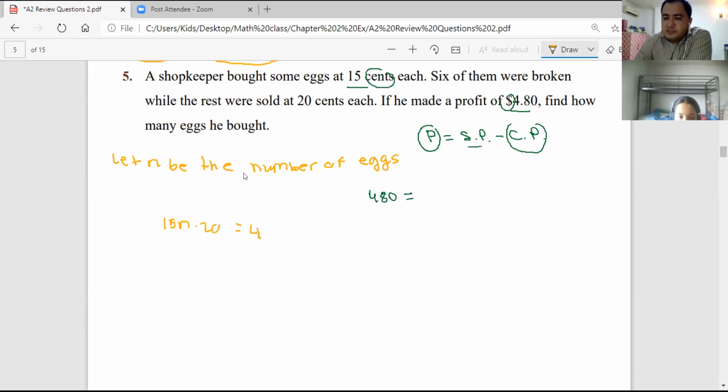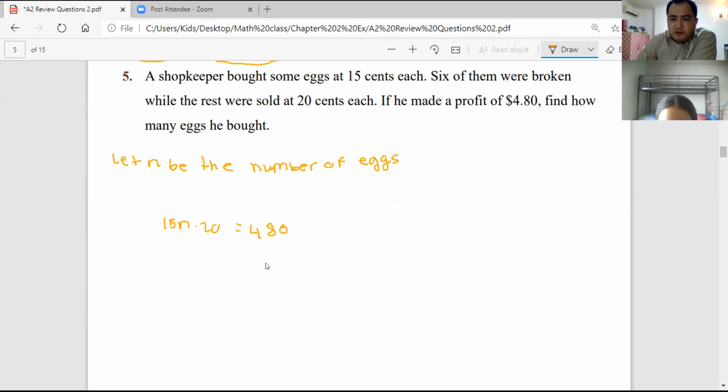How many eggs did we sell, Shahina? n minus 6, because we bought n eggs, but 6 of them were broken on the way, right? So now we have n minus 6 eggs only, because 6 are gone. And if we are selling each egg for how much? 20 cents.